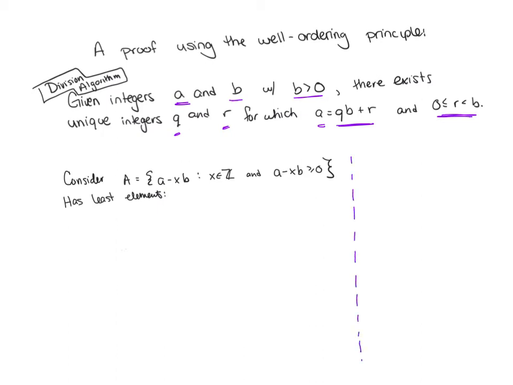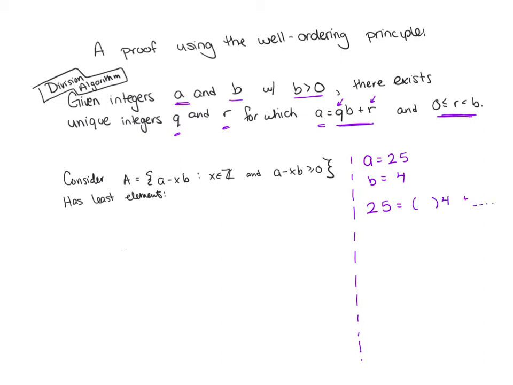This might seem a little strange, but it's probably something you're familiar with. Let's say a is equal to 25 and b is equal to 4. What I'm doing here is, my q is my quotient, my r is my remainder. So I'm just writing 25 as some number times 4 plus a remainder.